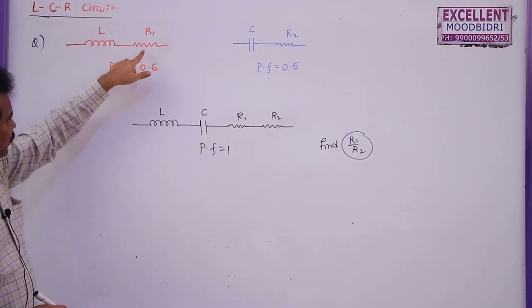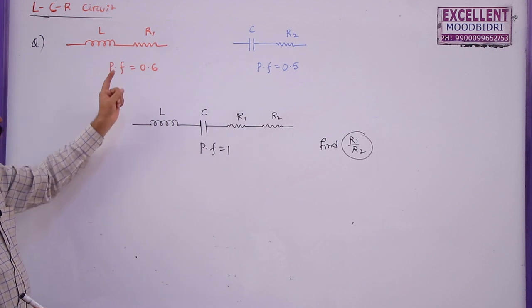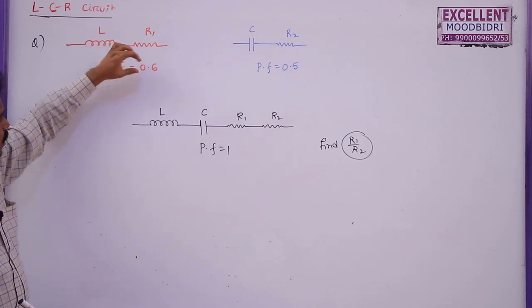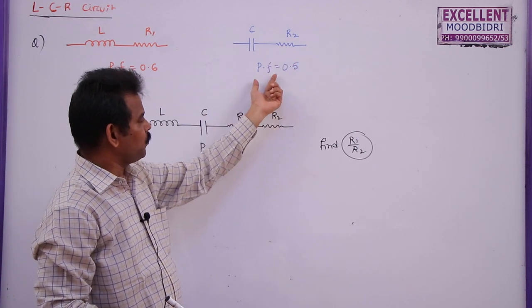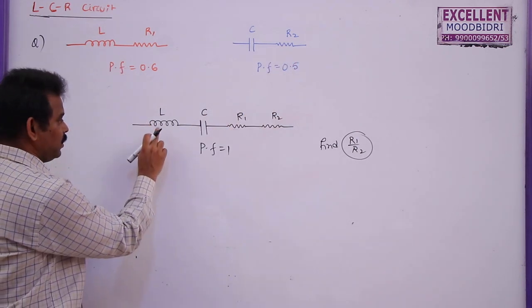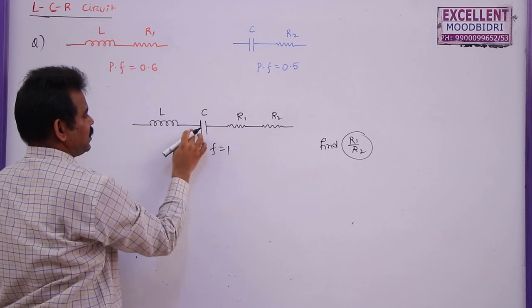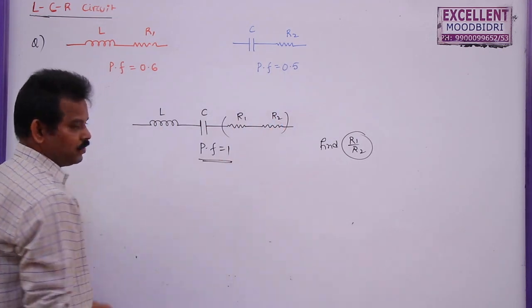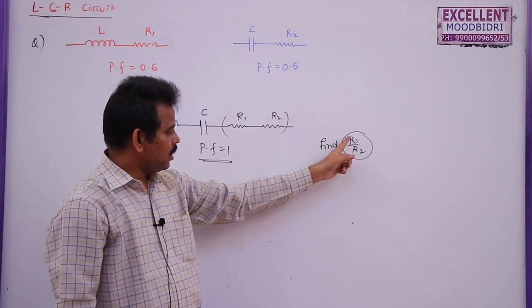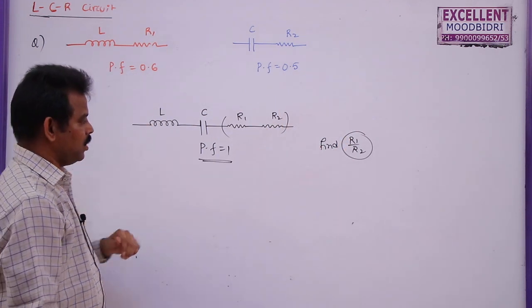An inductor and resistor R1 are connected in series. The power factor of this circuit is 0.6. When a capacitor and another resistor R2 are connected in series, the power factor is 0.5. But when the same inductor, same capacitor, and these two resistors are connected in series, the power factor is 1. So what is the ratio of R1 and R2?